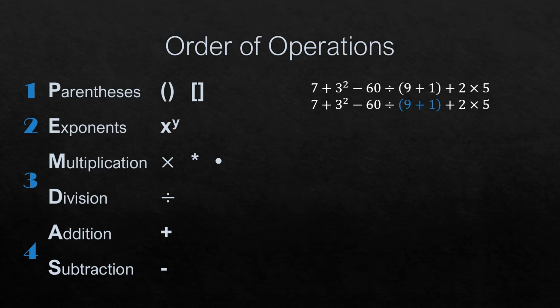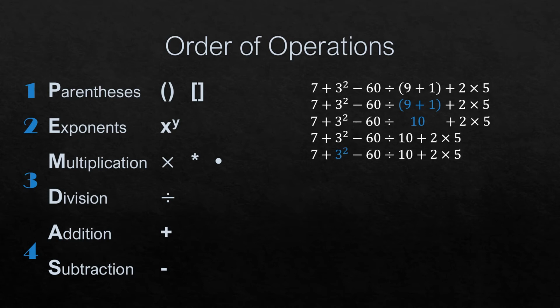9 plus 1 is 10. So now you can put that in. There's no more parentheses left, so now what do you look for? You look for exponents. We have an exponent here, so we figure out what 3 squared is. That's 9. We put that in there. Now it's time to move on again.